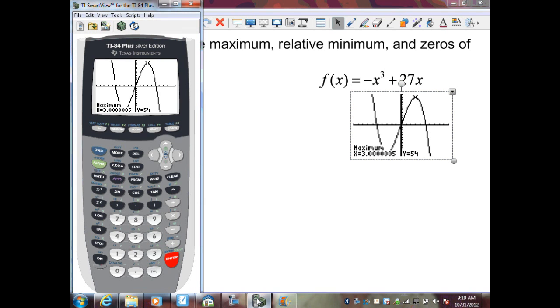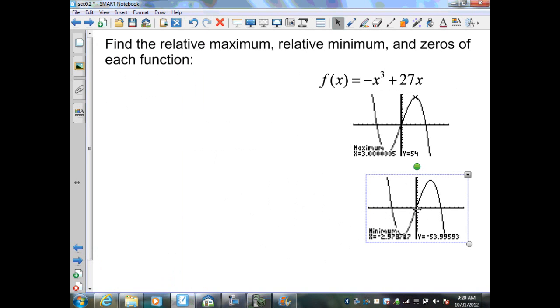I'm going to follow the same procedure to calculate my minimum. But I'm going to hit number 3 when I hit second trace. And I'm going to scroll to my left bound. And I need to be left of my minimum. Hit enter. Now to the right of my minimum. Hit enter, and then ask it to guess. And here, my relative minimum is, when I round, negative 3 and negative 54.